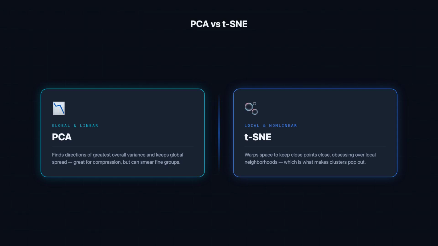It's nonlinear and it obsesses over local structure, over who your immediate neighbors actually are. It bends and warps space so that points sitting close together up in the original high dimensions stay huddled together down in the flat picture. And that single obsession is exactly what makes tight clusters pop out.